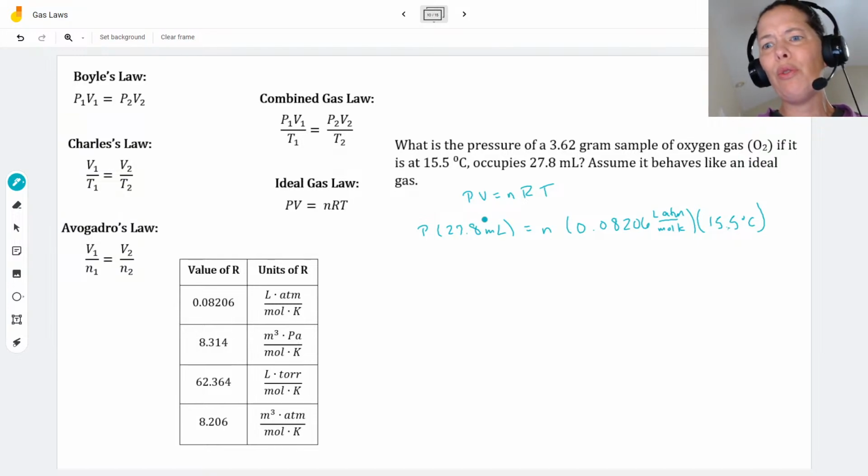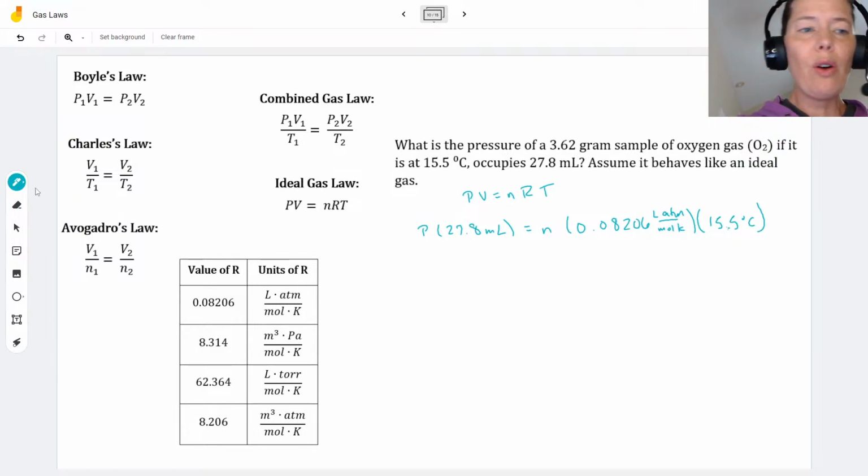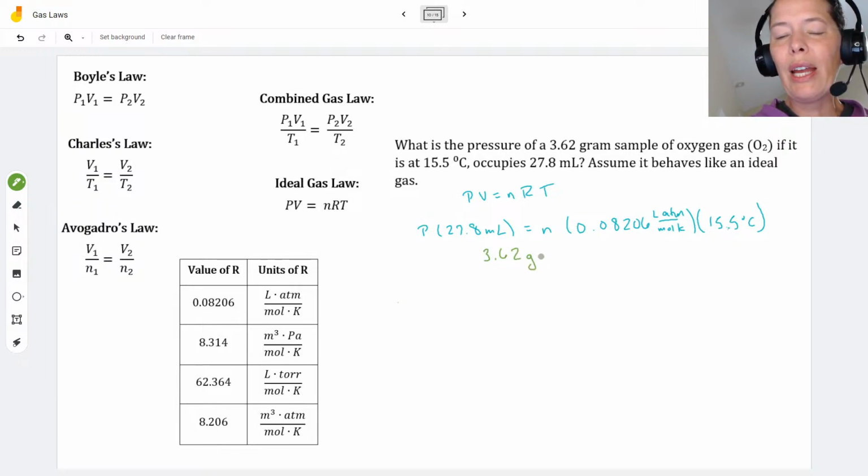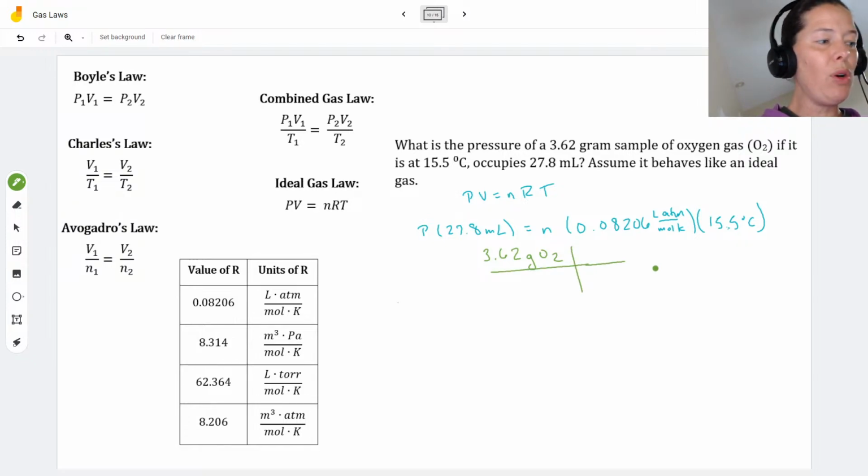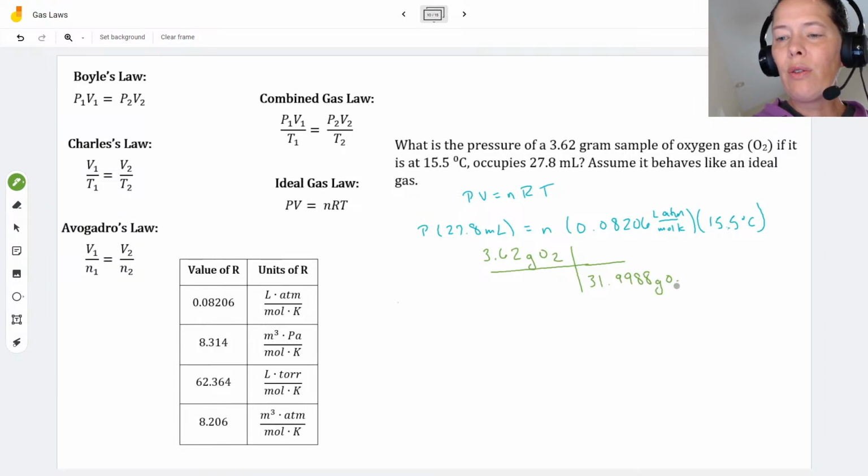I'm going to first do the grams to moles. So maybe I'll do this in green because it's a little separate step. So 3.62 grams of oxygen, again, using the molar mass of oxygen, 31.9988 grams of oxygen in 1 mole of oxygen, and that gives me 0.113 moles of oxygen.